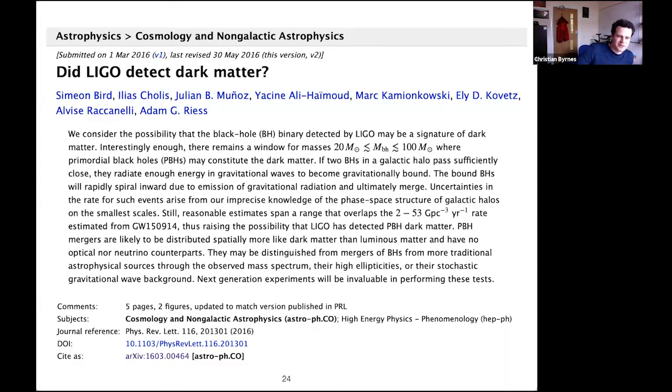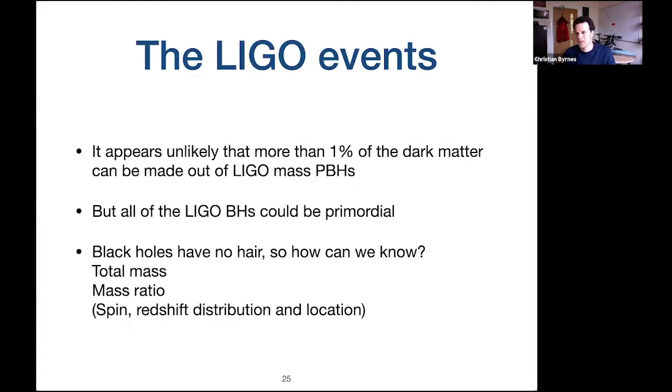But when that detection was made, of course, everyone was thinking about what we do with the LIGO-Virgo gravitational wave detection. And this paper caused a bit of a stir: did LIGO detect dark matter? Suggesting that perhaps all or most of the dark matter was in the form of primordial black holes, which are significantly heavier than a solar mass. And people have been debating this ever since, although there is now more or less a consensus that it cannot be the majority of the dark matter. In fact, it appears unlikely that more than about 1% of the dark matter could be of LIGO mass. By LIGO mass, I mean between about 10 and 50-ish solar masses.